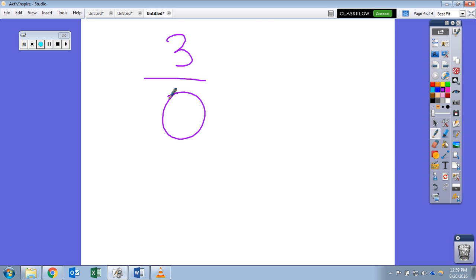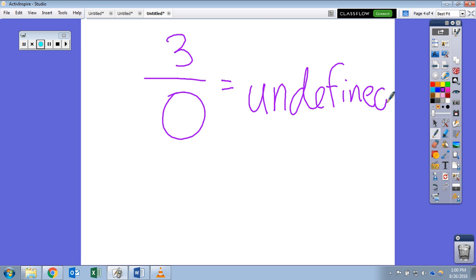Oh, so you can't plug it back in. You can't divide 3 by nothing. So it's wrong. It's not a solution. Remember, 0 is nothing. Mine says, 3 divided by 0 is undefined. Error. Cannot do it. You cannot divide by 0 in math.